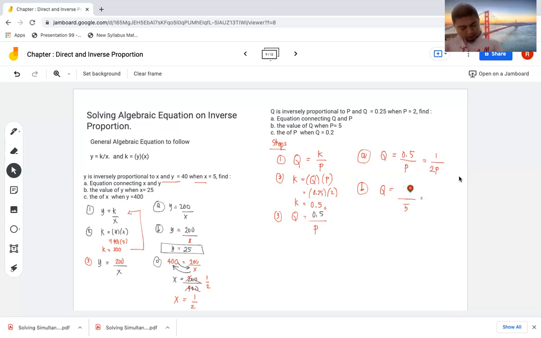So from here, if you guys would like to convert this, that would also be possible. So let's say, for example, we are going to use this particular one. So this is going to be 1 over 2 times the value of P, which is 5. So automatically, this is going to give us 1 over 10.